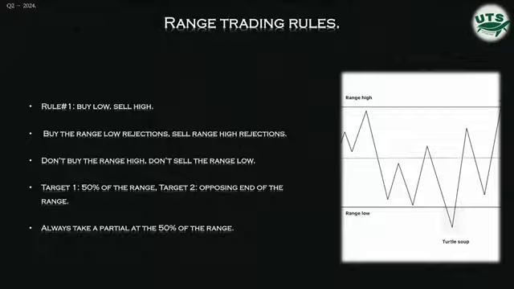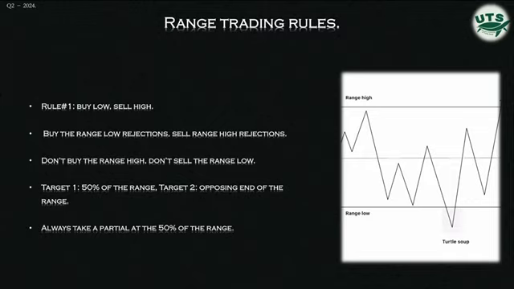In this case, rule number 1 of range trading is buy low and sell high. Buy the range low rejections, sell the range high rejections. Don't buy the range low, don't buy the range high, and don't sell the range low, right? So when you see a range, you never buy the high, you never sell the low. You try and buy the low or near the low, and you try and sell at the high or a rejection of the high, especially if it's the first move.